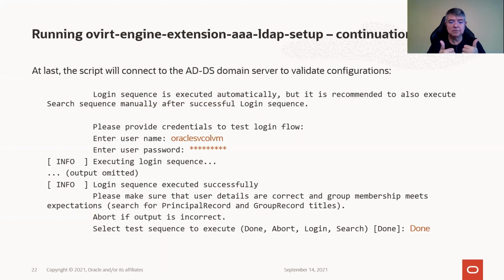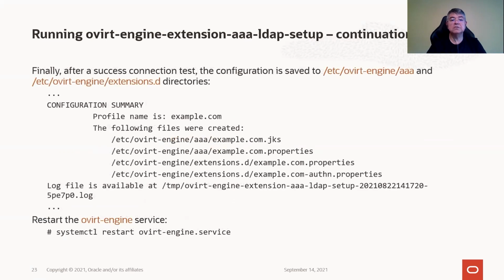When it terminates successfully, we can confirm to use that information. Just type done, and it will store all the configuration on your system. That configuration is stored under a summary section, so it says where it's saving all the configurations and where you can find the log for this transaction. For this configuration to take effect, just restart the ovirt-engine services, and you can start performing a connection to the ovirt-engine dashboard. In this case, it can be the administration portal, it can be the user portal.